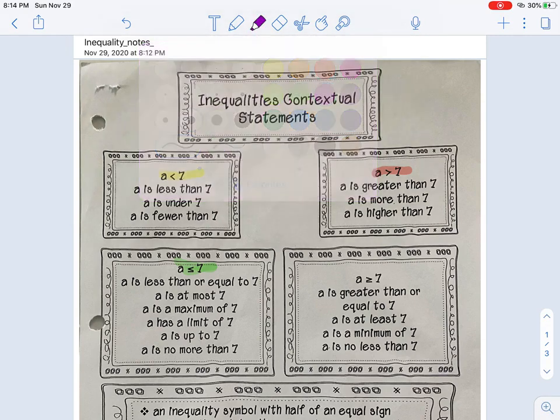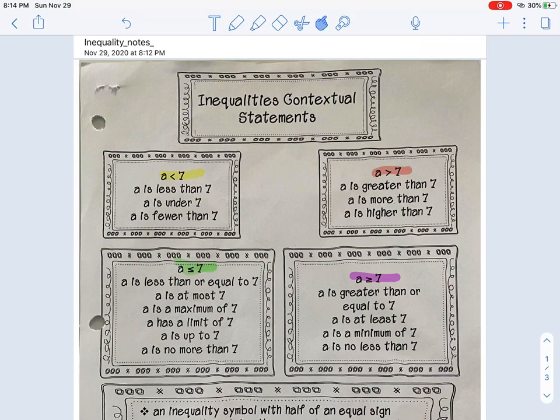The greater than or equal to symbol: if it's at least 7, that means it can be 7, but it has to be more than 7. It's the same thing as a minimum or no less than 7.